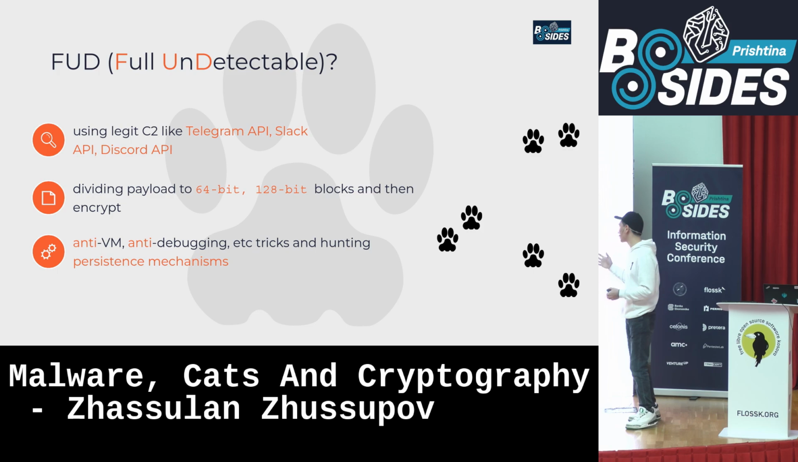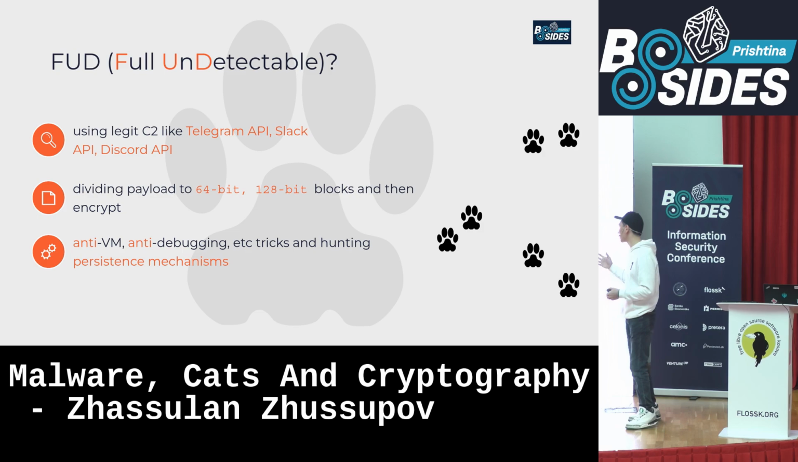So for full undetectability, you need to use legit C2 infrastructure like the Telegram API. I also have a practical case where I used the Slack API and Discord API for communicating and sending commands. Of course, everything needs to be encrypted and obfuscated, at least with Base64 or Base58, for example. Of course, you also need to divide the payload.